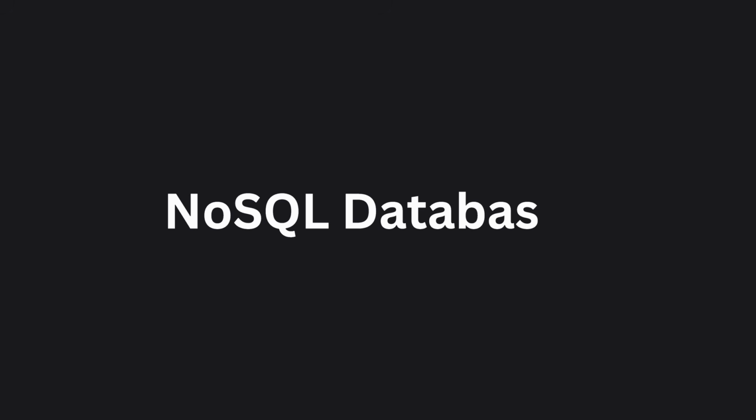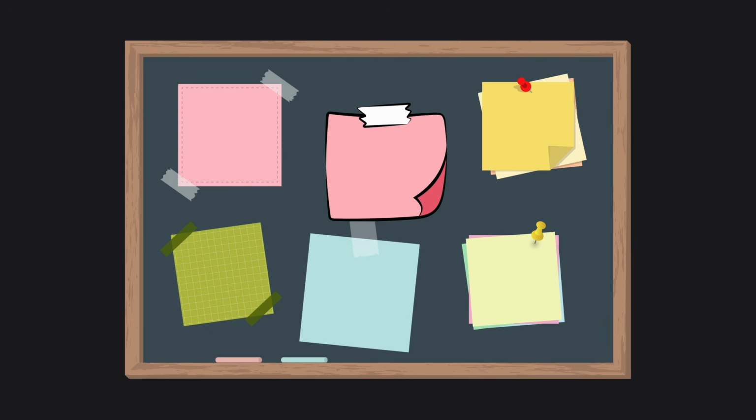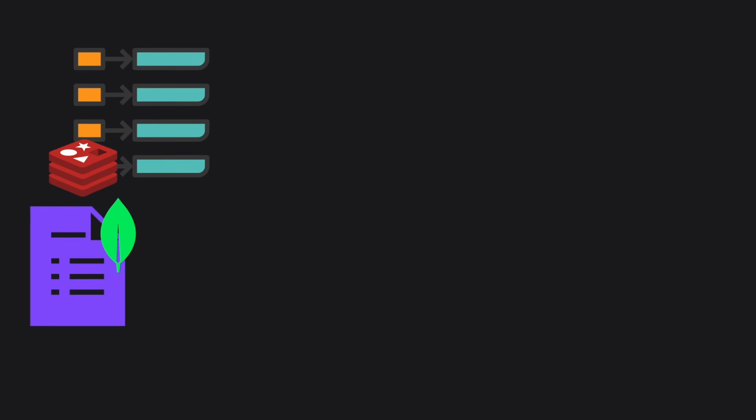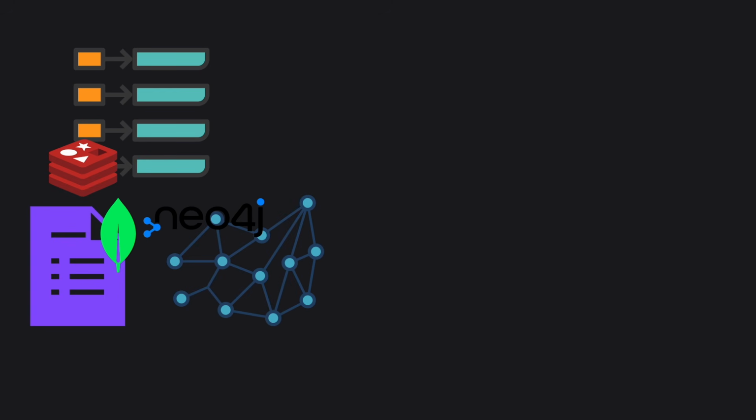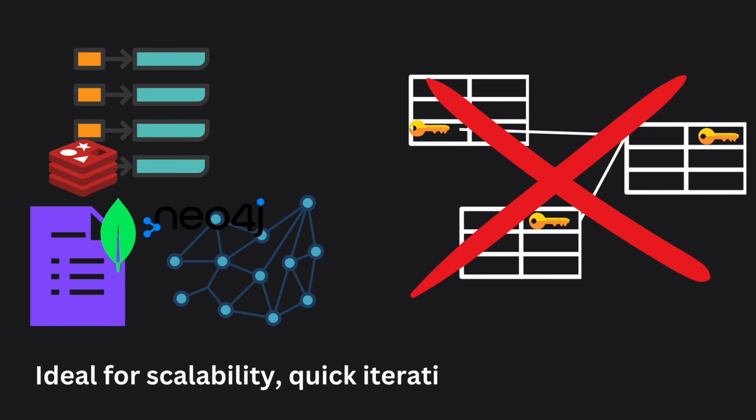We also have NoSQL databases, which drop the consistency property from the ACID. Imagine a NoSQL database as a brainstorming board with sticky notes. You can add or remove notes in any shape or form, it's flexible. Some popular examples are MongoDB, Cassandra, and Redis. There are different types of NoSQL databases, such as key-value pairs like Redis, document-based databases like MongoDB, or graph-based databases like Neo4j. NoSQL databases are schemaless, meaning they don't have foreign keys between tables which link the data together. They are good for unstructured data, ideal for scalability, quick iteration, and simple queries.